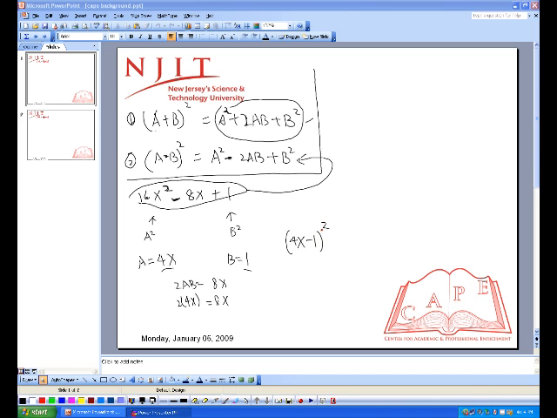That's good. This is the answer. So that's it. Just try to do more practice. Try to memorize these two formulas and do more practice, and you'll know what to do.